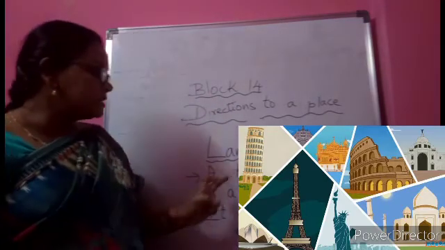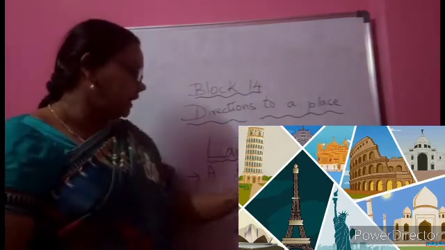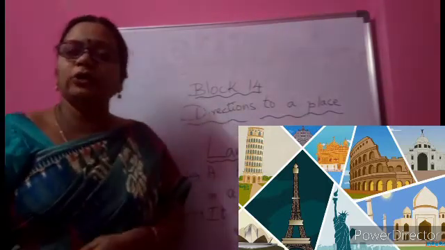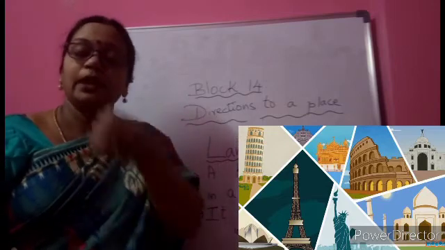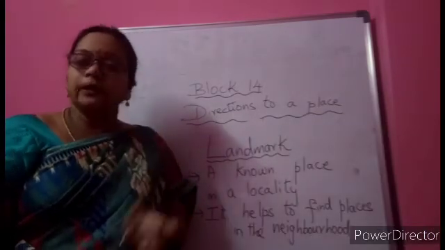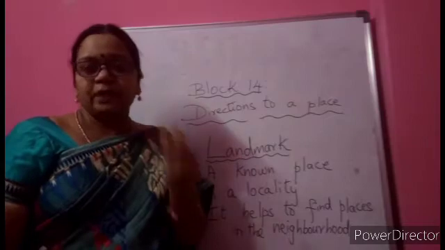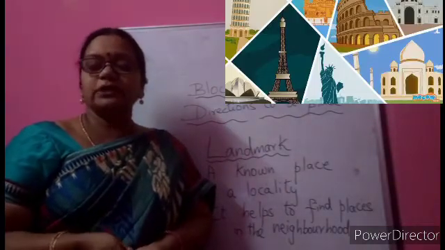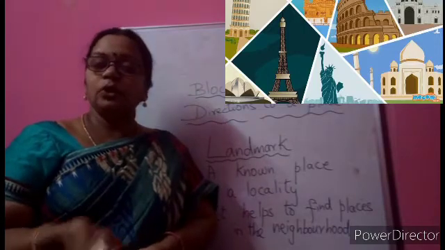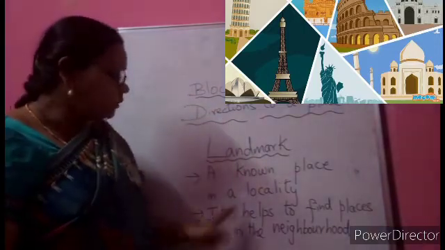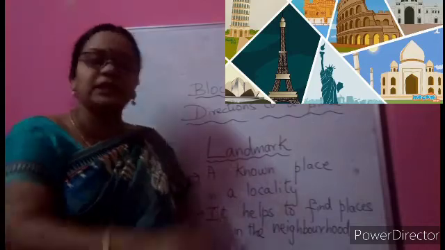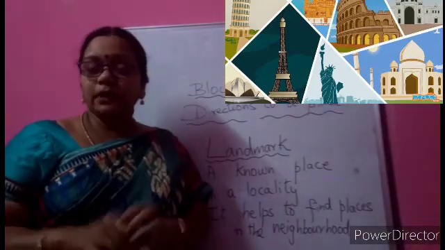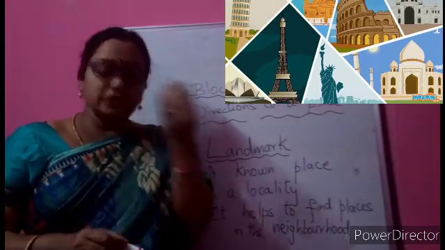So what is a landmark? Actually a known place in a locality. In your locality, you all have written different answers, no? In your locality there might be a park as a landmark, a hospital as a landmark, any building, or, as I told, a hotel or petrol bunk or anything can be a landmark. Using that, it will be easy for a person to locate your home. It also helps to find places in the neighborhood. Whichever places are there in the neighborhood, we are able to find them using landmarks.